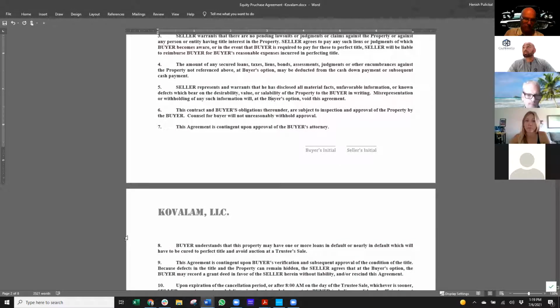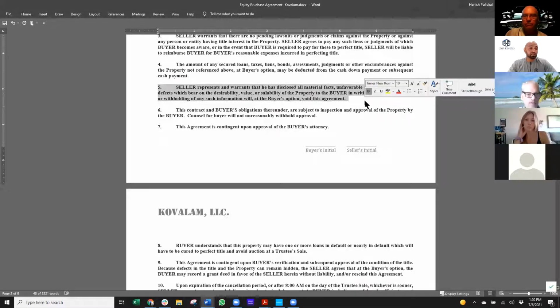Okay, what's next? Number 5, seller represents and warrants that he has disclosed all material facts, unfavorable information, or known defects which bear on the desirability, value, saleability of the property to the buyer in writing. Misrepresentation or withholding of any such information will, at the buyer's option, void this agreement. Right. So this is basically the one-liner disclaimer that's the equivalent of like an SPQ or TDS, right?